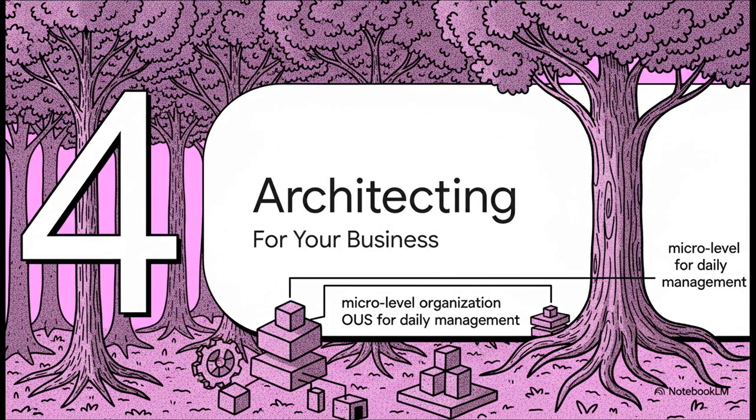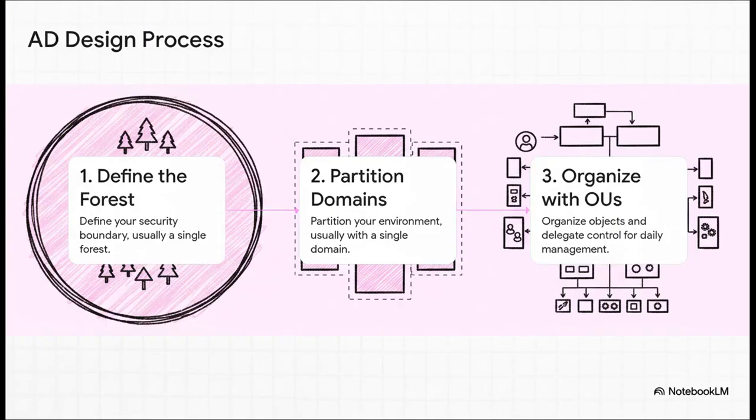All right, let's bring it all together now. We've gone from that huge macro-level decision of the forest boundary all the way down to the micro-level organization of OUs for just daily management. It really just boils down to this three-step process. First, you define your security boundary, most likely with a single forest. Second, you partition with domains. Again, probably just a single domain. And finally, you build out your OU structure to organize your objects and, most importantly, delegate administration effectively.